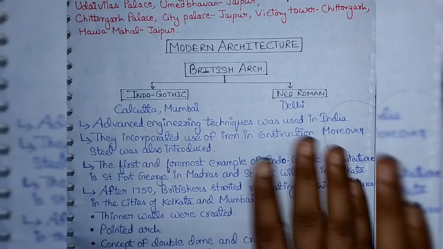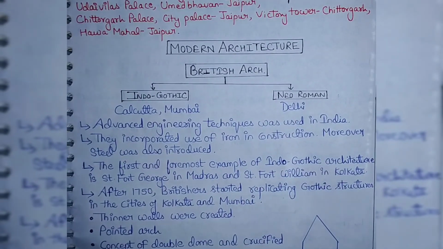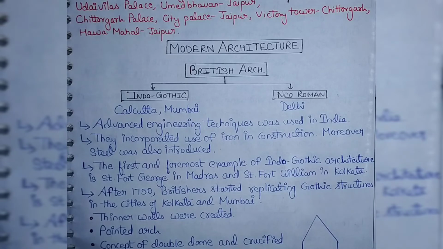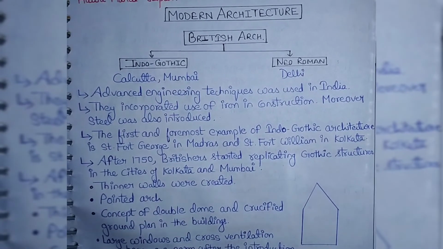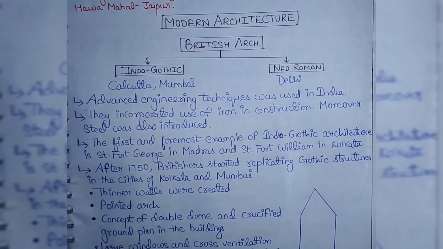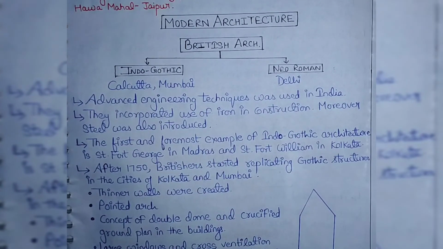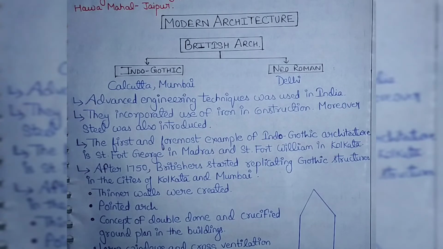In this, we'll talk about the British architecture, Indo-Gothic and Neo-Roman. Indo-Gothic type of architecture we can see in Calcutta and Mumbai, and Neo-Roman in Delhi. So let's start. For the very first time, advanced engineering techniques were used in India. It was brought by the Britishers. They incorporated the use of iron in buildings, and the buildings were very strong. The pillars of the buildings were considered to be strong. Moreover, steel was also introduced.